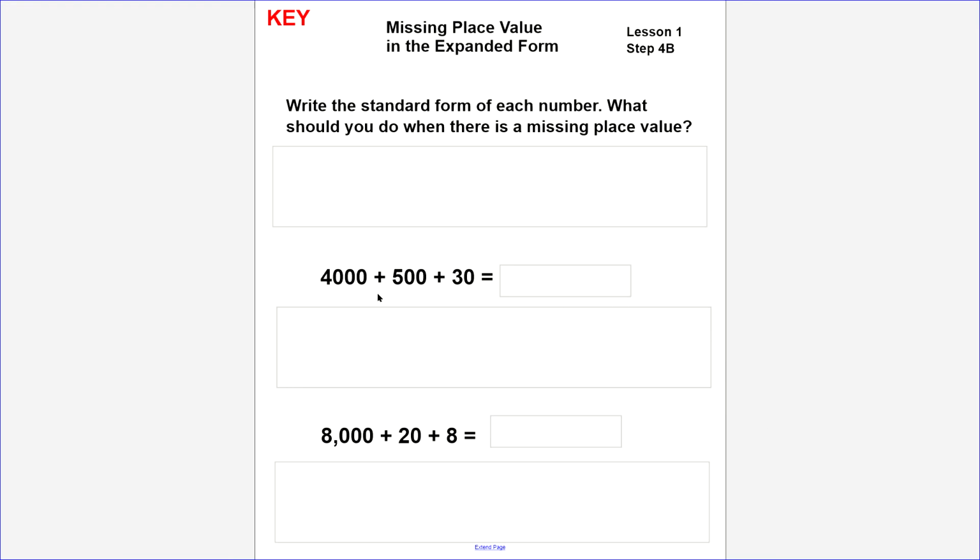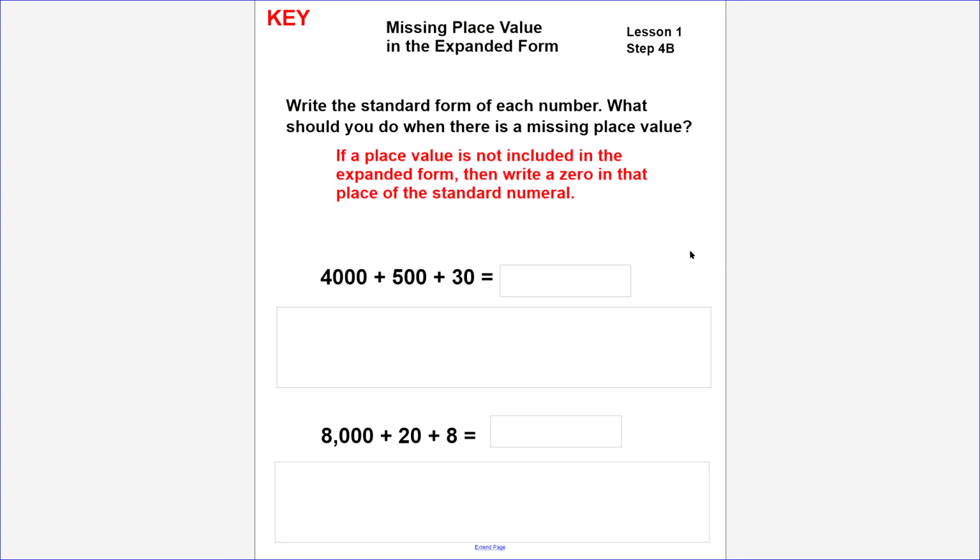Now, third grade, we're going to take numbers that are written in expanded form and write them in standard form. Before we do that, we need to talk about what you do when there's a missing place value. If a place value is not included in the expanded form, then you write a 0 in that place of the standard numeral. For example, here we have 4,000 plus 500 plus 30.